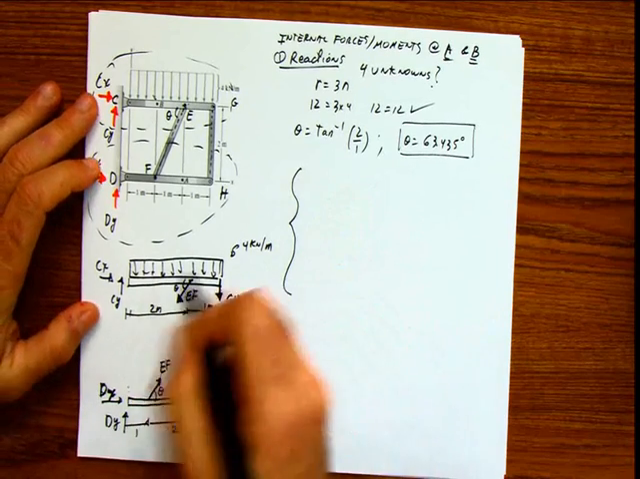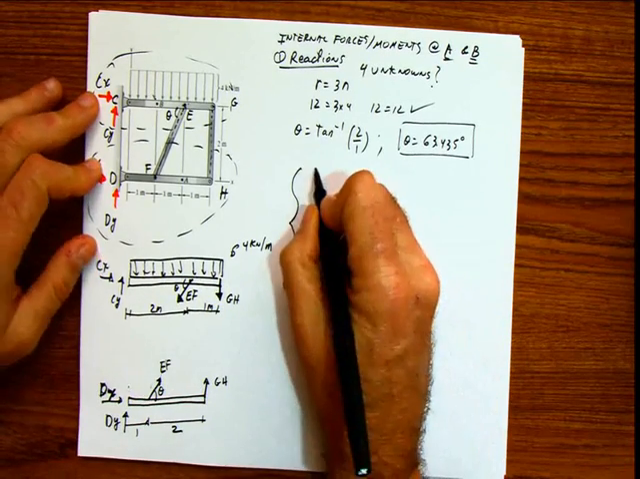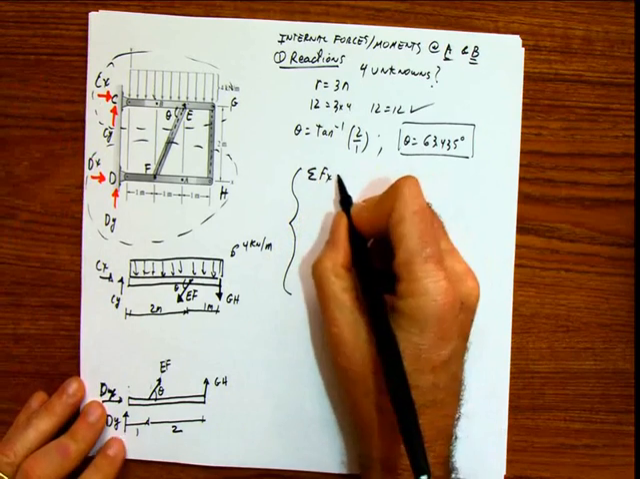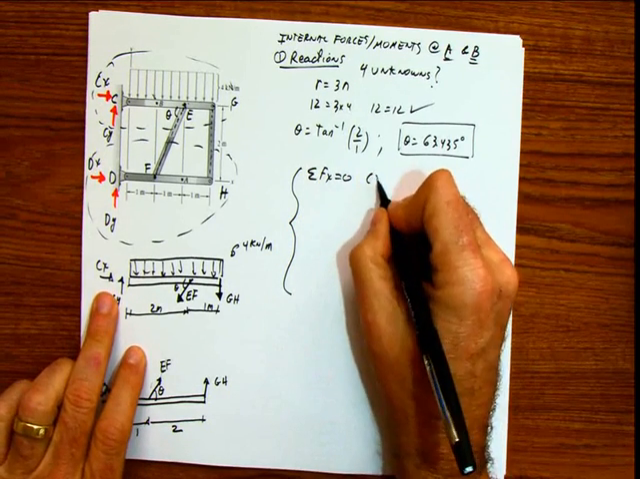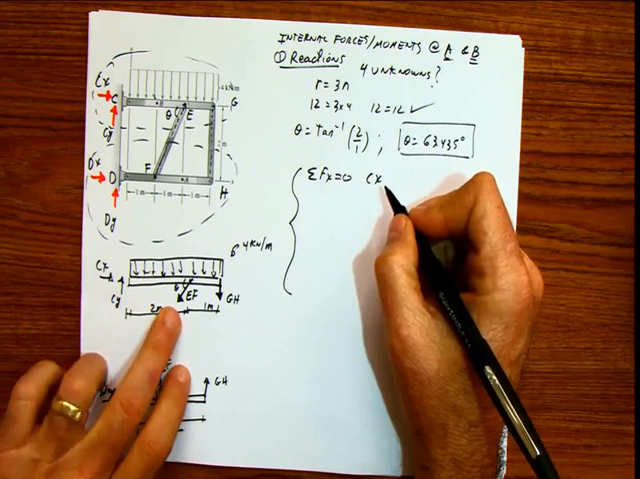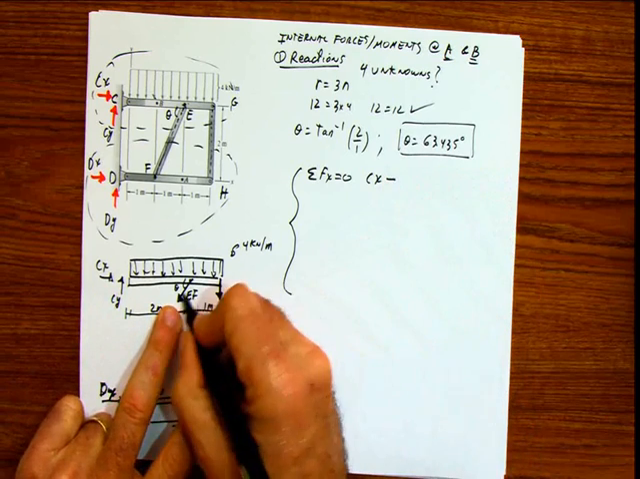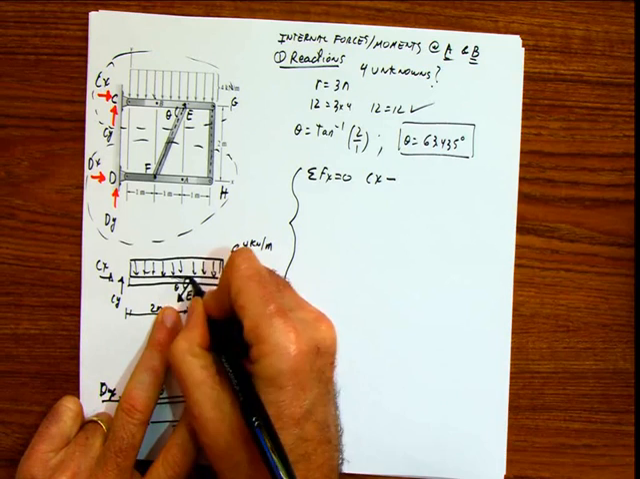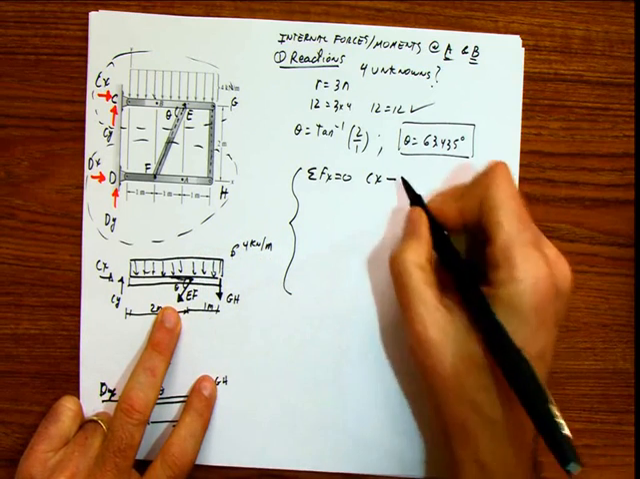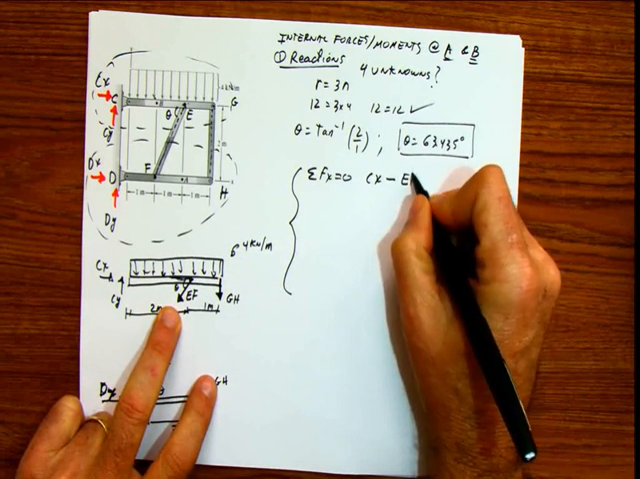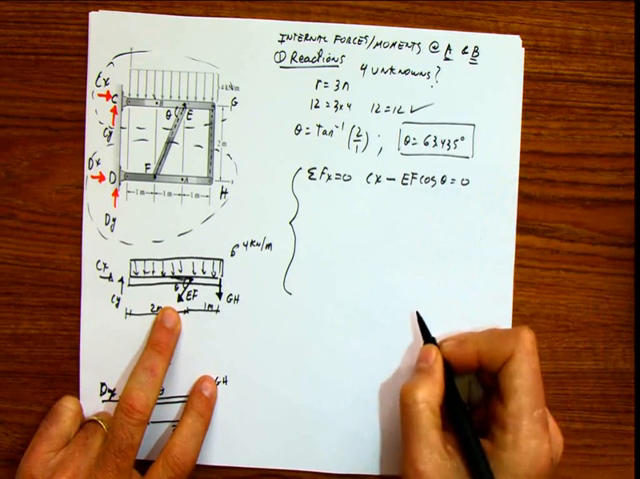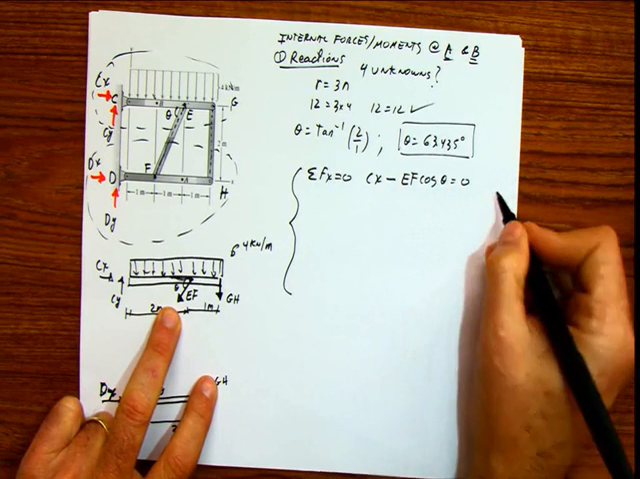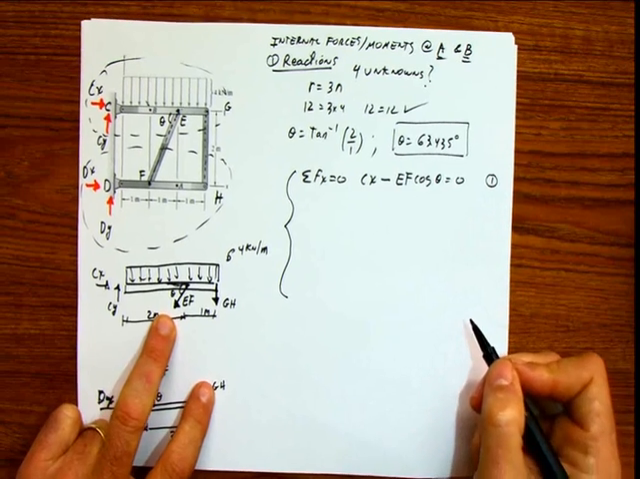Let's talk about the top part first. Summation of forces in x equals 0. Then we have cx minus the horizontal component of this one. The horizontal component of EF is this force here, and that force is EF cosine of the angle equals 0. I'm going to call that equation 1.